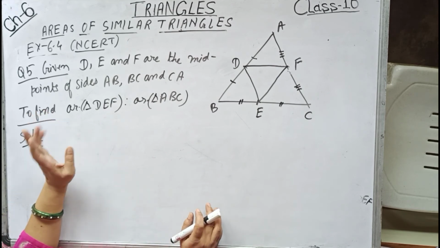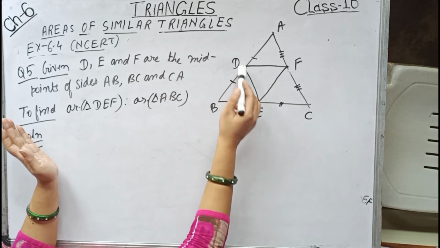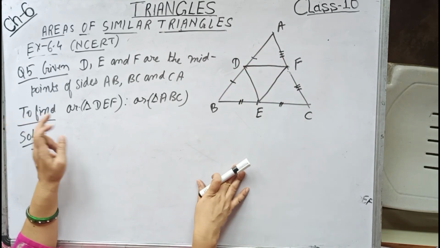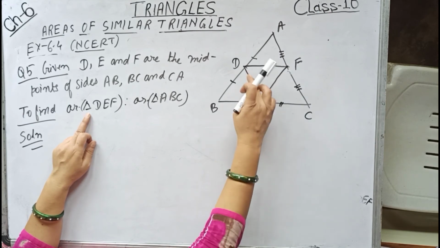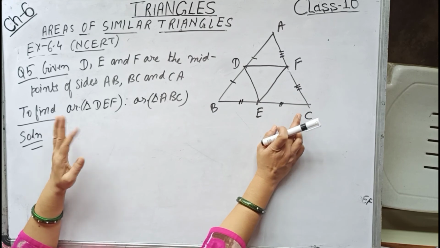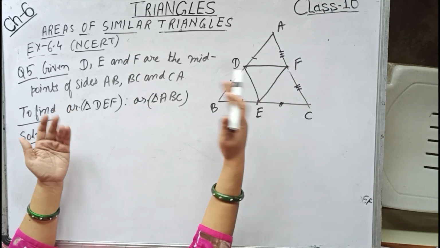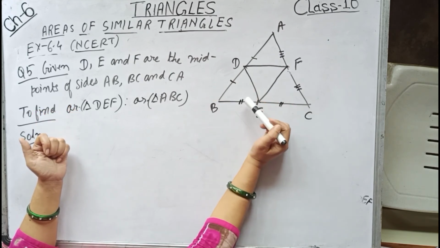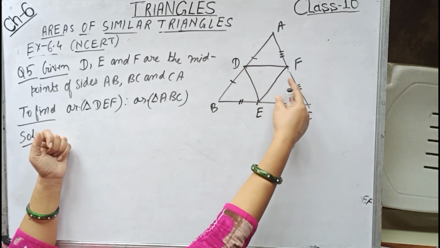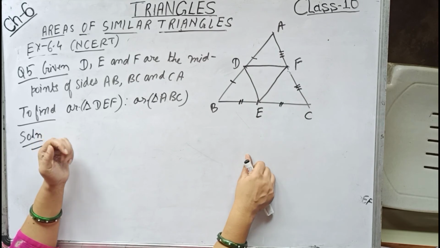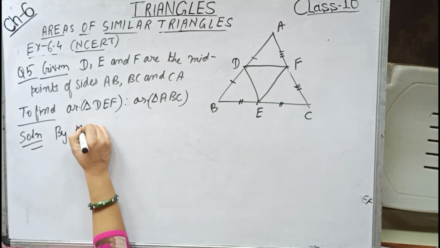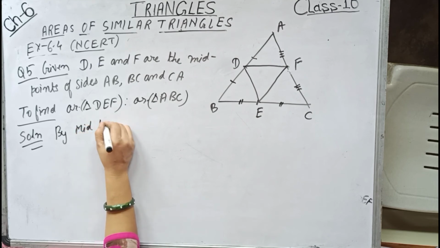Question number 5. Question number 5 is saying that D, E and F are the midpoints of sides AB, BC and CA respectively. We have to find the ratio of the area of triangle DEF by the area of triangle ABC. Now, we have done a similar sum in standard 9, where if such a condition holds, then obviously DF is half of BC, DE is half of AC and FE is half of AB by the midpoint theorem. So directly we can start by the midpoint theorem.